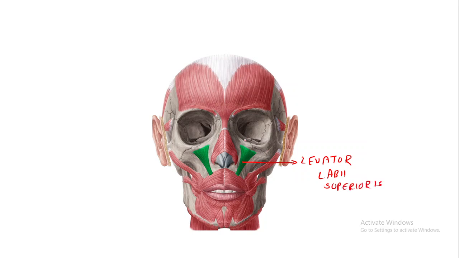It originates from the surface of maxillary bone between the infraorbital margin and the infraorbital foramen. The infraorbital foramen is present somewhere over here, so it originates from the surface of maxilla between the infraorbital margin and the infraorbital foramen.